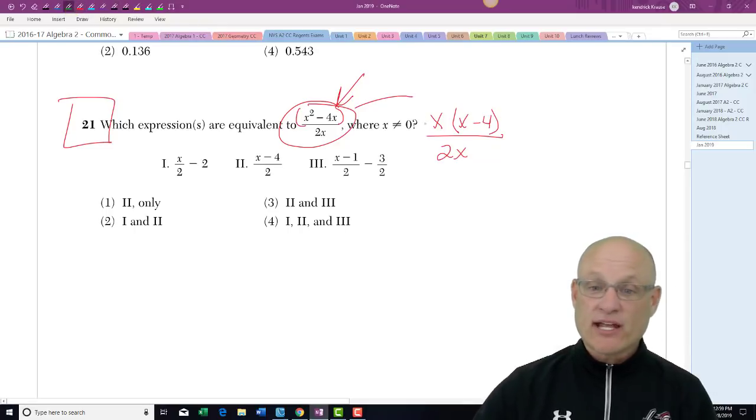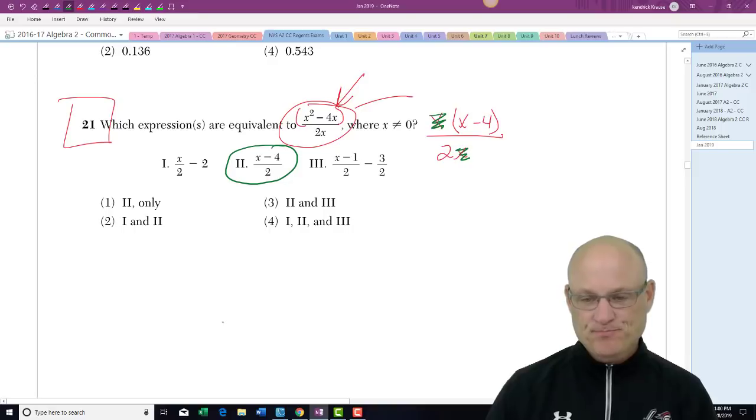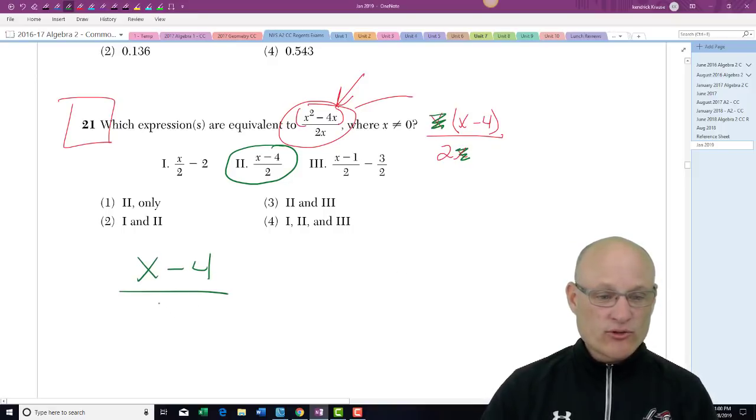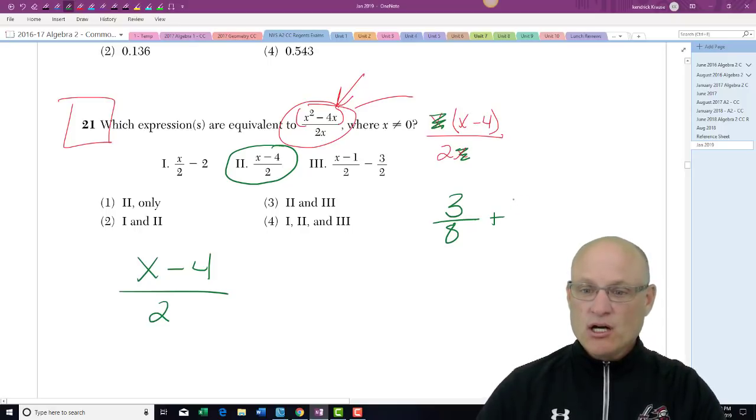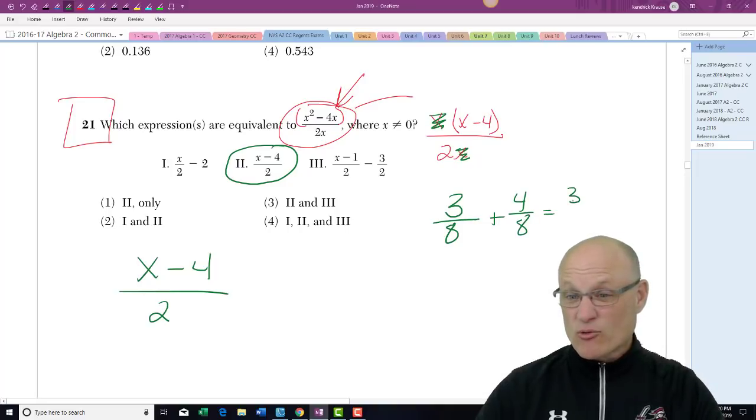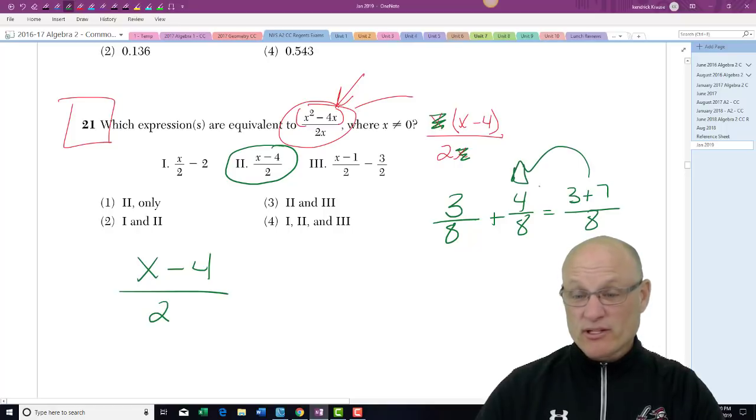All right, so if I just cancel this x out with this one, I know x minus 4 over 2 is an answer. So anything that doesn't have 2 in it's got to go. Oh, look, they all have 2 in it. So what I have right here is x minus 4 over 2. Now, let me ask you this question. What's 3 over 8 plus 5? Nope. 4 over 8. Well, wouldn't you agree that's 7 over 8 or 3 plus 7 over 8? See how I can go backwards with this?